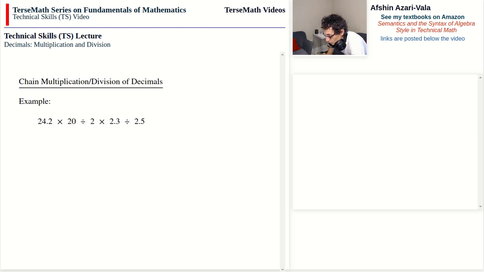Let's say that you have chain multiplication and division: 24.2 times 20 divided by 2 times 2.3 divided by 2.5. There are two common ways to work this out. One is suitable if you have a calculator in hand. Another is probably more suitable if you're working by hand. On a calculator, of course, you go from left to right: 24.2, then you can multiply by 20, divide by 2, multiply by 2.3, divide by 2.5. You can do these in any order.